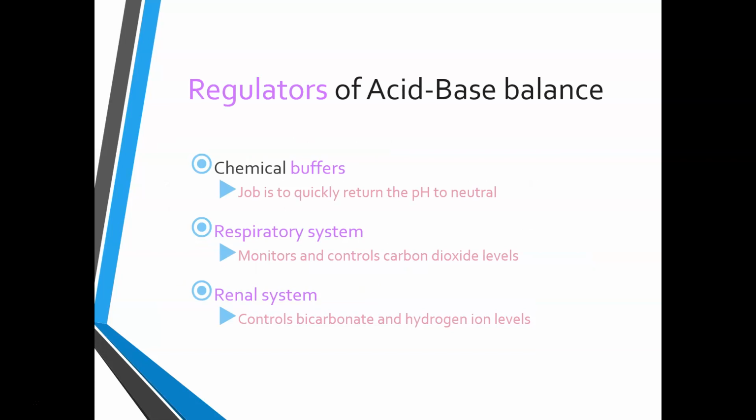So some of the regulators of the acid-base balance: you have chemical buffers. Their job is to quickly return the pH to neutral. The respiratory system is kind of the second line of defense. It will monitor and control carbon dioxide levels. And the renal system will try to control bicarbonate and hydrogen ion levels. And interestingly enough, blood is also part of the buffer system, but it is one of the systems that is actually rarely used in the body to correct pH.